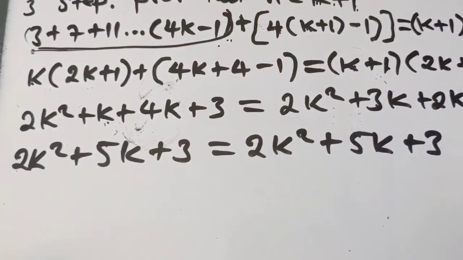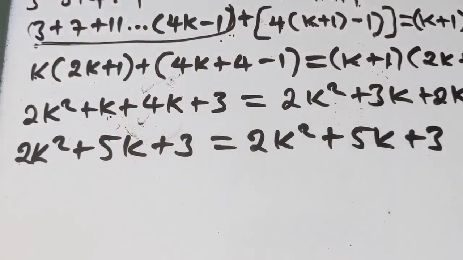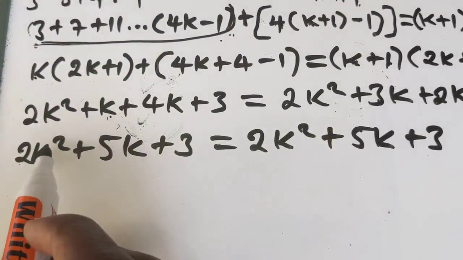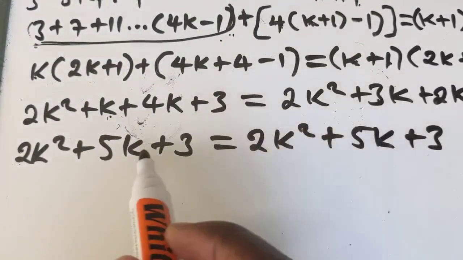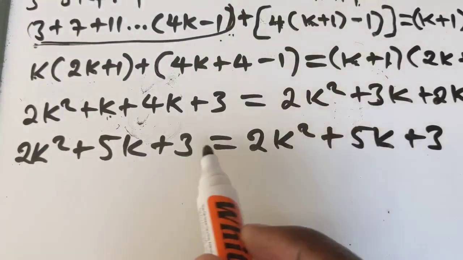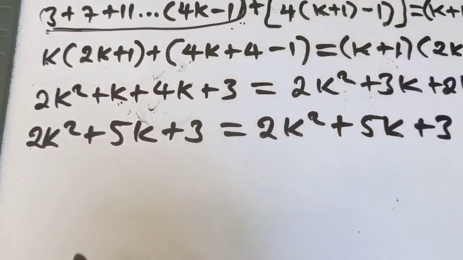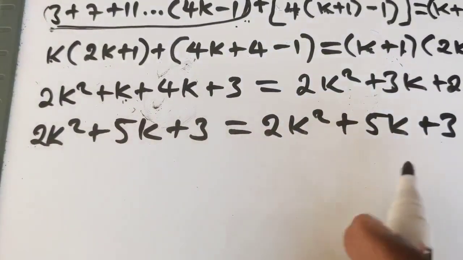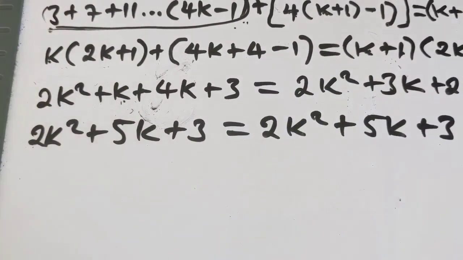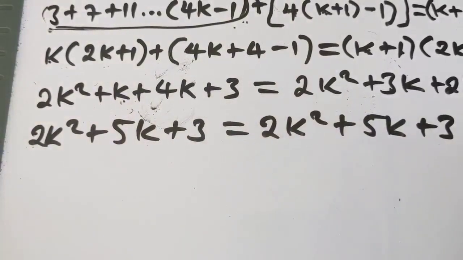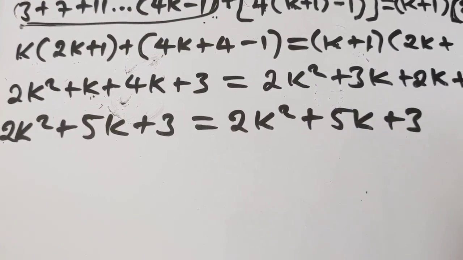So now, check it out. Are they equal? Yes, they are equal. So this is 2k squared, 5k, plus 3, and that is 2k squared, 5k, plus 3. So meaning that the statement is true for n equal to k plus 1. It is correct.